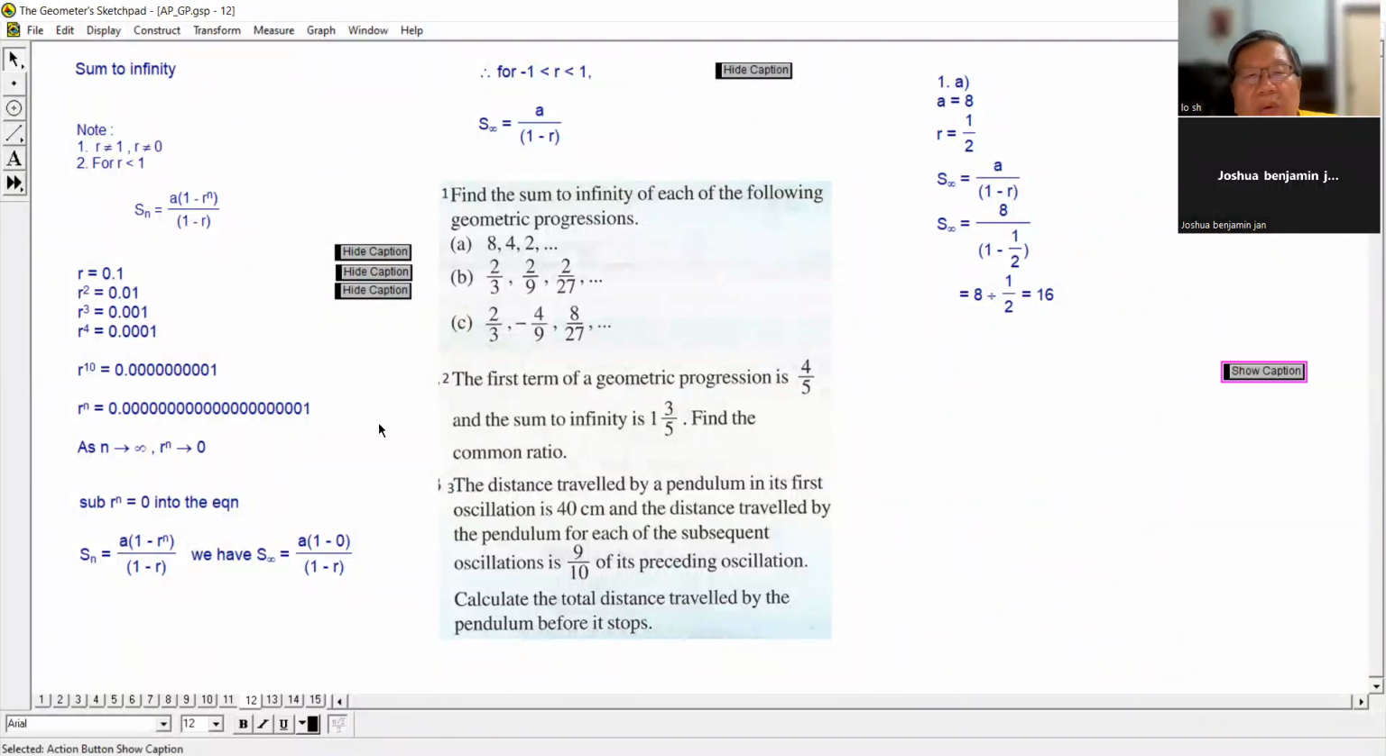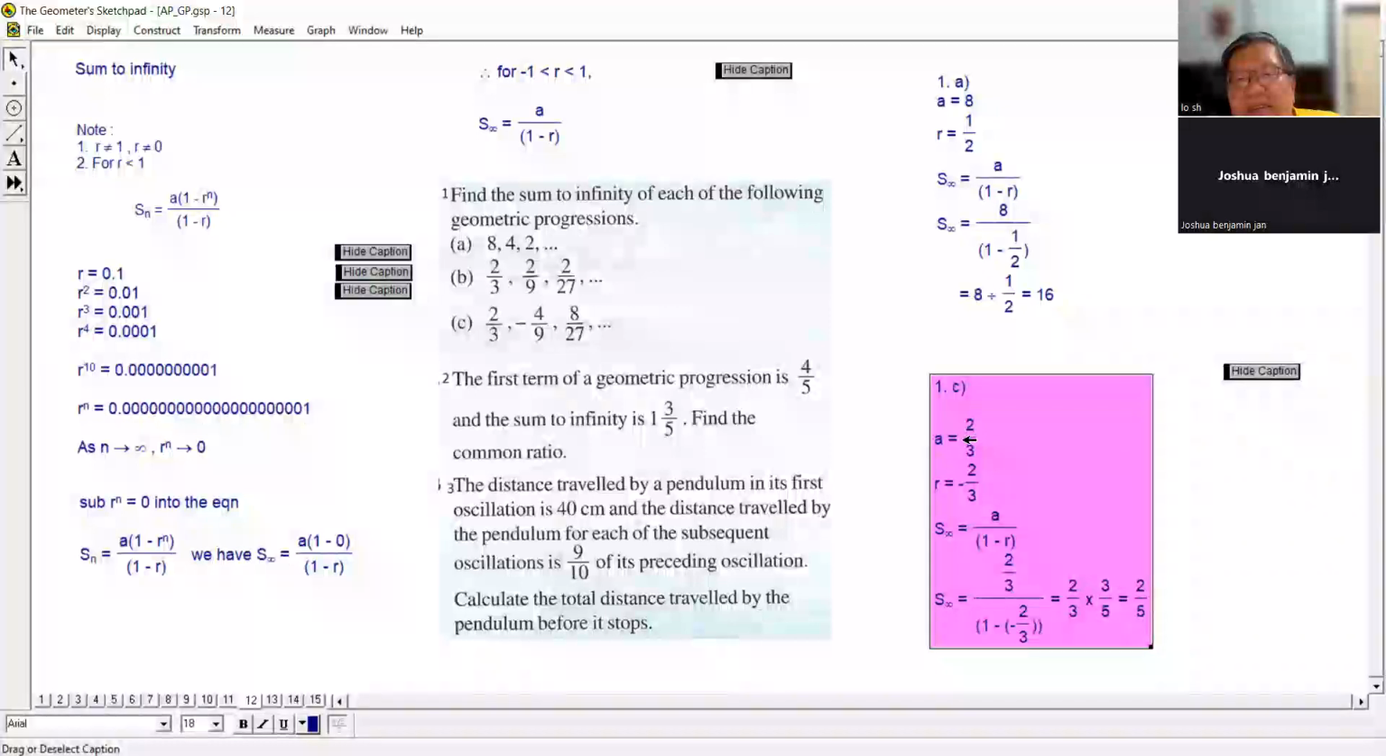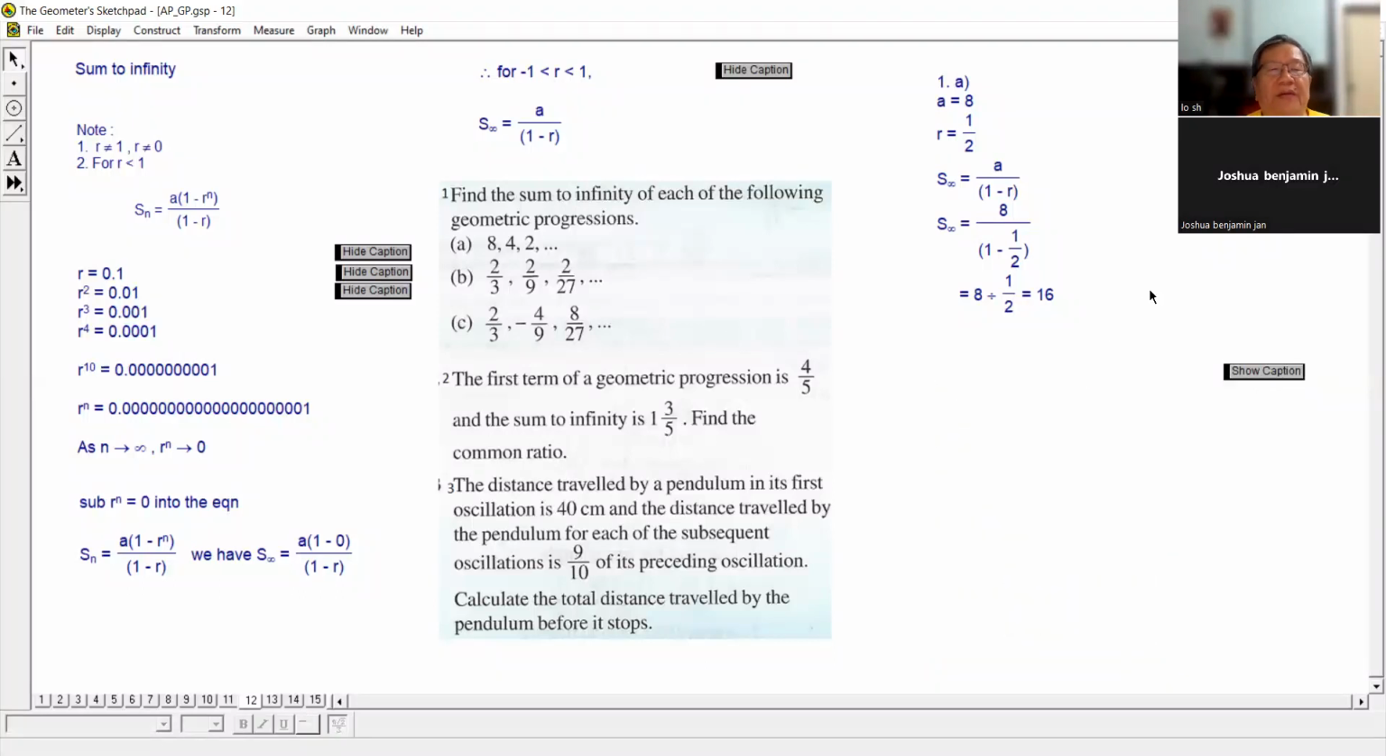Now, let's say I want to do question number C. Can you find what is a for C? What is a, what is r, and what is S infinity? You try and see. Use this formula. Do it exactly the same way. Question one, you write on a piece of paper. Then you look at this example. You follow this example. Write on a piece of paper, do this C, then you show me.